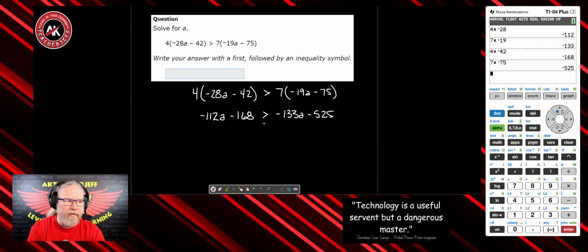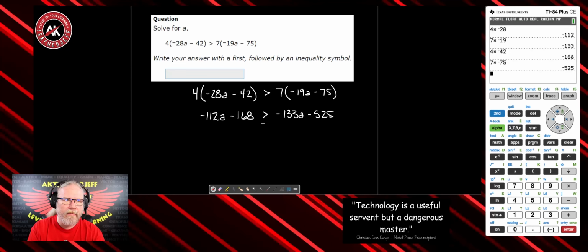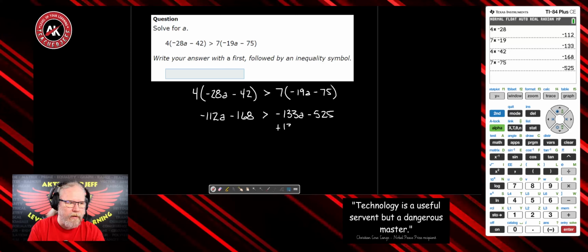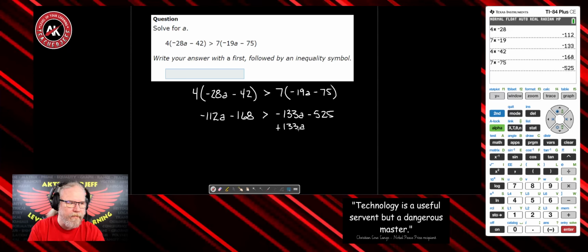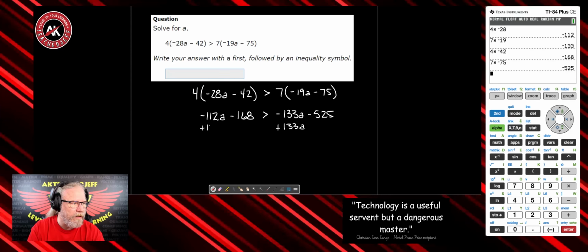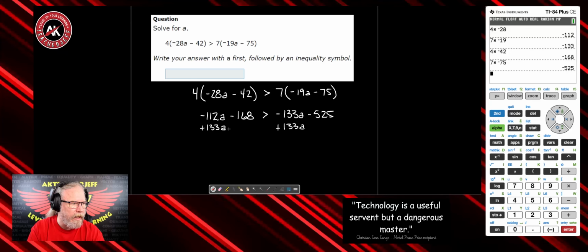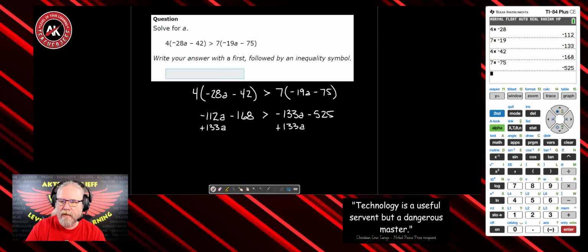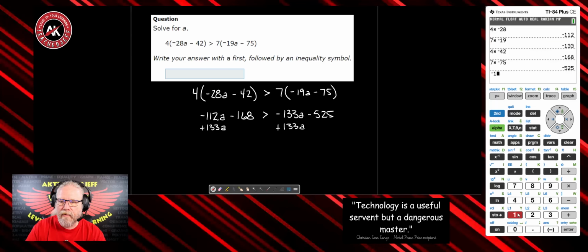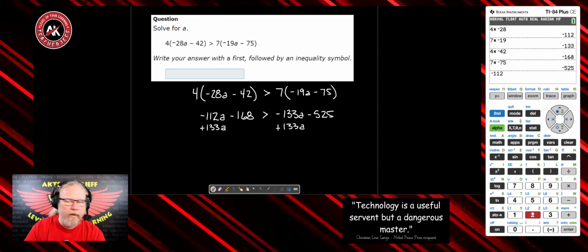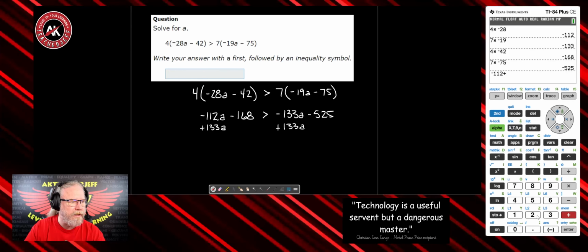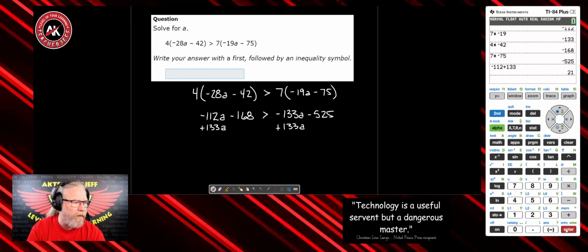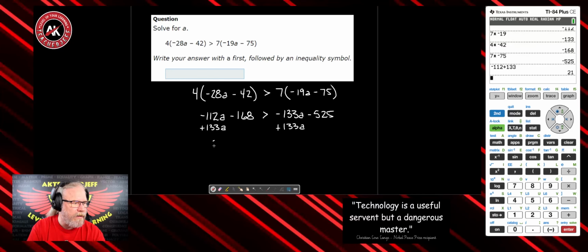Well, they're both negative, so if I add the one with the greater absolute value, that would take me to a positive, correct? So let's go ahead and add 133 to each side. 133a plus 133a. And over on the left, negative 112, and we want to add to that plus 133. And that's going to give us 21. So we're going to have 21a.